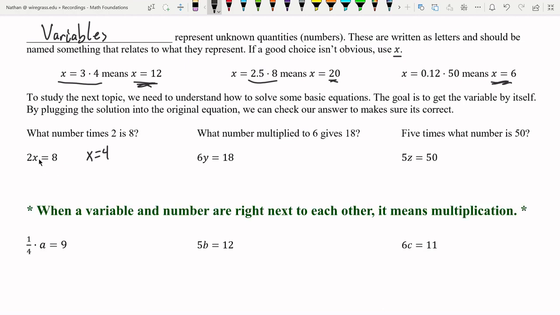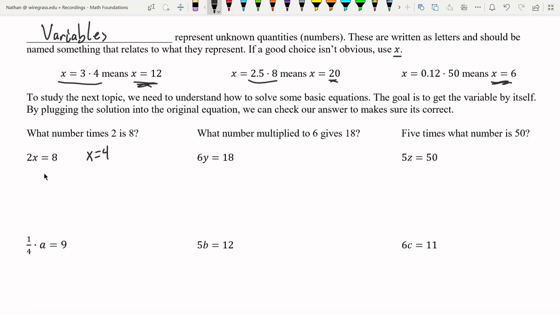The way we would actually solve this is by getting the variable by itself. Here I have 2 times the variable. I can get rid of the multiplication by doing the inverse operation. The inverse of multiplication, or what undoes multiplication, is division. So I divide by the number that's multiplying the variable. That gives me 8 divided by 2 is 4. So I found 4, that's correct. 4 times 2 does give me 8.